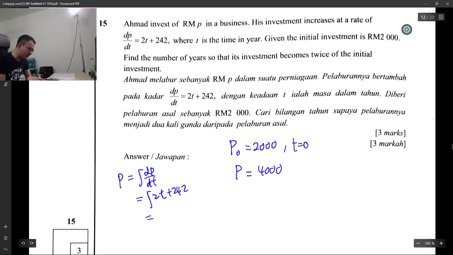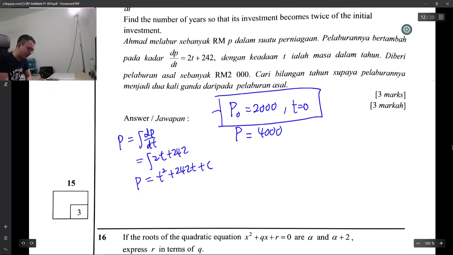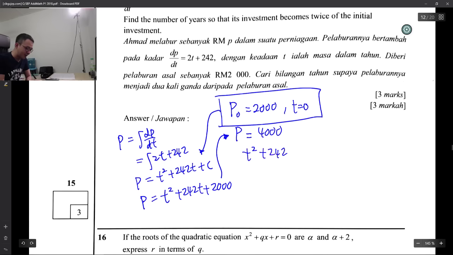So if I integrate this one, I should get t squared plus 242t plus c. And I can find c easily because I have this information. I will plug in here. So when t equals 0, p equals 2,000. So I know my c equals 2,000, giving 2,000 plus 242t plus 2,000. So I have this equation. I will sub it back into the equation p here. Then I will solve it.